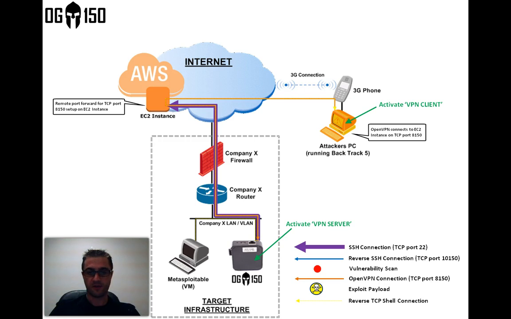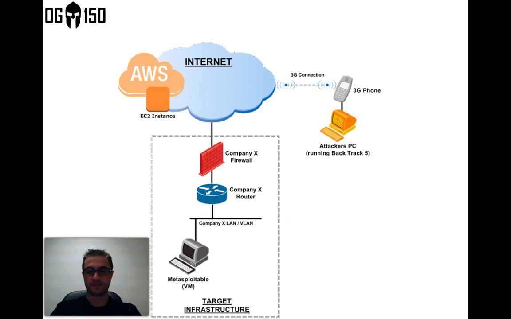Okay, and as you can see, hopefully the dotted yellow line is the reverse shell connection back to the Backtrack 5 machine. Again, it goes inside the tunnel all the way back. So what does this mean? It means that VM is now compromised.